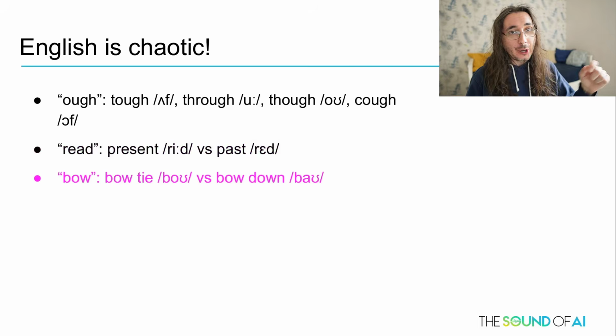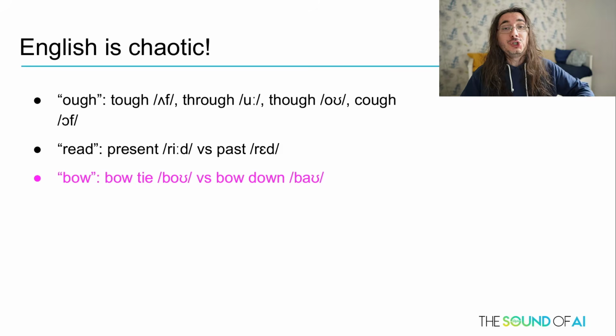And then we have B-O-W, right? In a couple of examples, we have a bow tie, but we bow down. And as you can see, once again, spelling is different from pronunciation. And that's a problem. Now, I have to say that English is particularly nasty for the difference between spelling and pronunciation. That's one of the reasons why it's so difficult for newcomers who are learning English, especially as a second language, I would say.